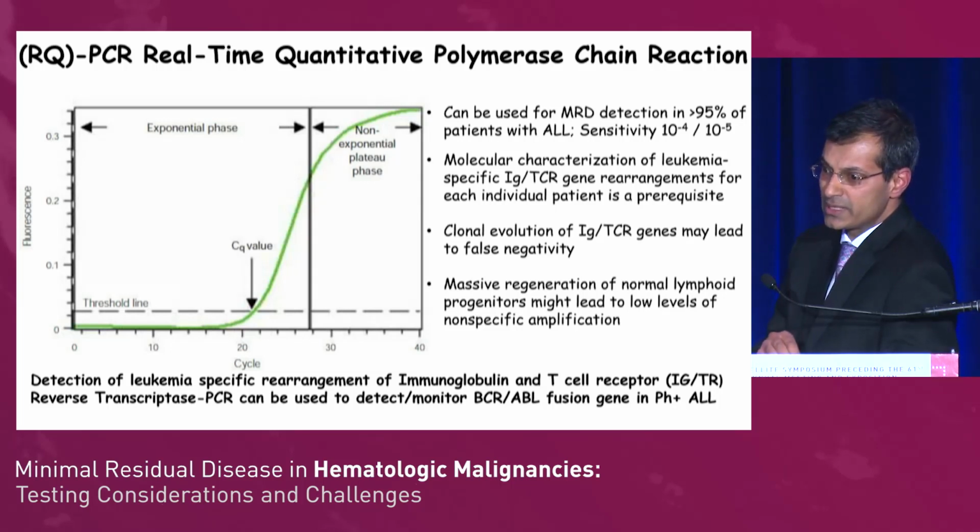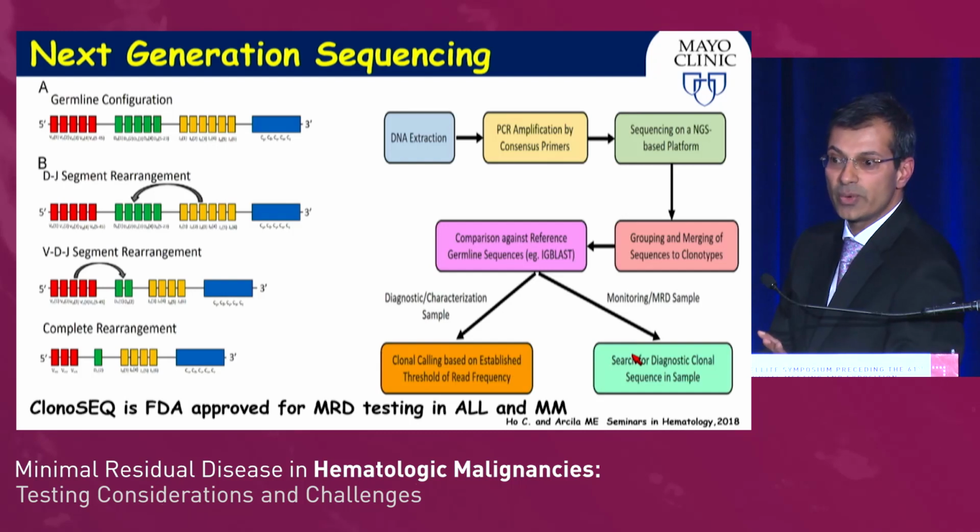But what is important is that the molecular characterization of the leukemia-specific gene rearrangement is a prerequisite for each individual patient. And sometimes there can be clonal evolution of the immunoglobulin receptor gene, or the T-cell receptor gene, which can lead to false negativity. And sometimes during regeneration of normal cells post-therapy, the progenitors might lead to non-specific amplification and in turn lead to false positive results. The next generation sequencing somewhat overcomes some of these issues with allele-specific PCR.